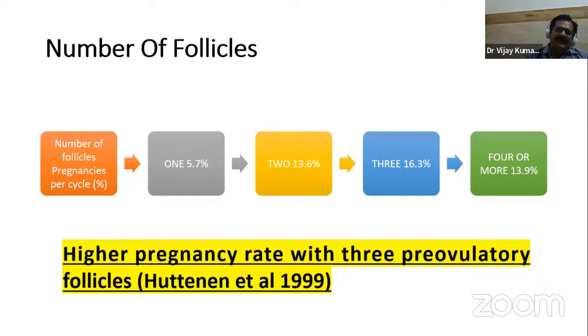Although the success rate is impressive with 4 or more follicles, the problem comes with the OHSS. Always, if there are more number of follicles, the complications will be more. Not only OHSS, even the multiple pregnancy is also a big issue, although the woman becomes pregnant.